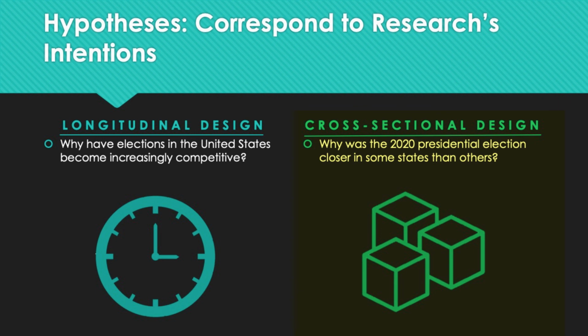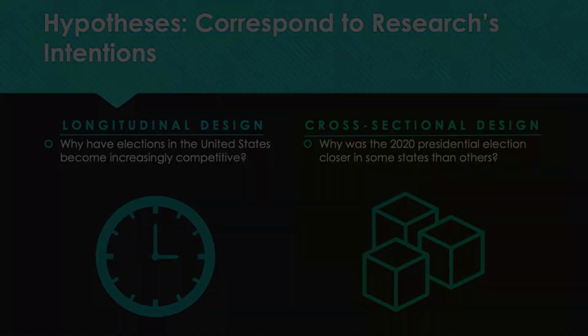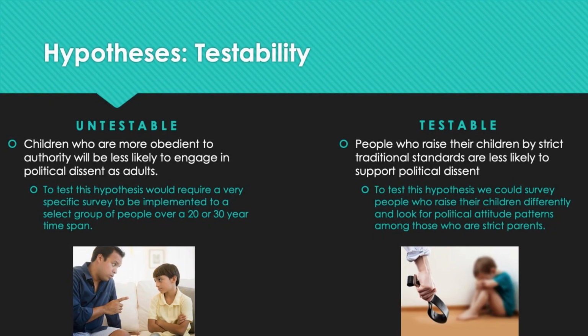So why was the 2020 presidential election closer in some states than others? Finally, I promise finally, this is the last criteria of a good hypothesis. They must be testable. And sometimes we have really interesting ideas, but unfortunately they're just not testable or they're not feasible, at least, for a class like this.